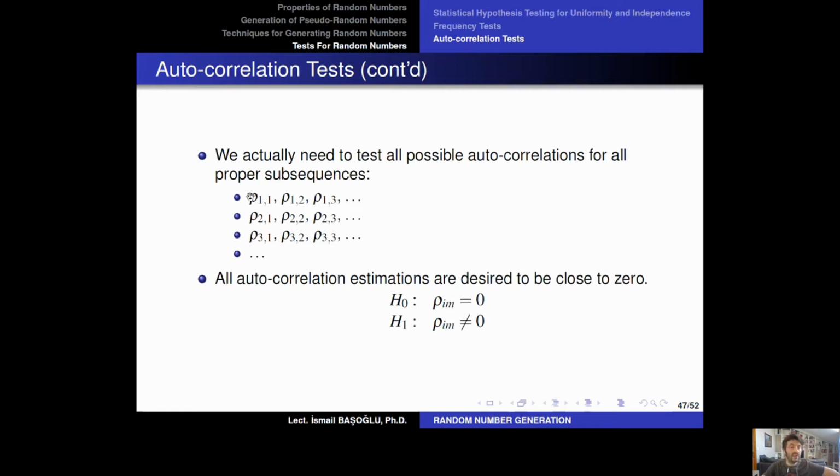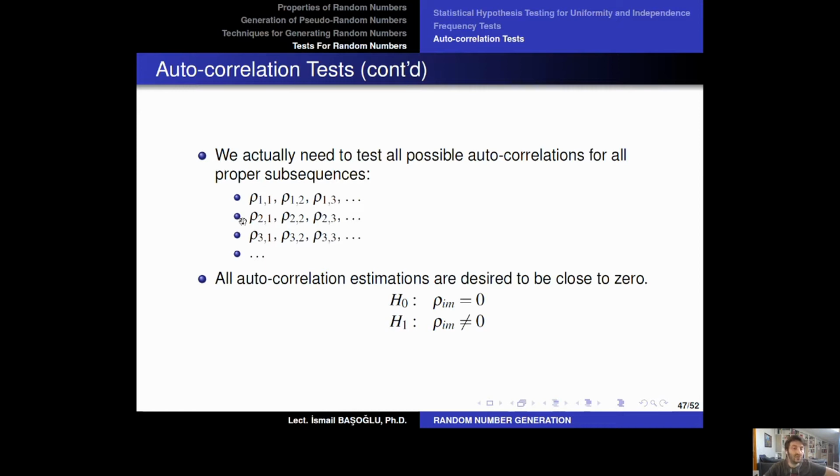So row 1,1 is the autocorrelation of the original sequence itself. Row 1,2 is the autocorrelation of the subsequence starting from the first index and moving 2 steps ahead. And row 1,3 means starting from the first index, we are moving ahead to every third index. So row 2,1 means what? It means starting from the second index and moving 1 step ahead every time.